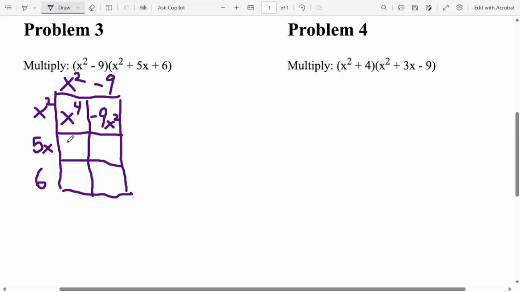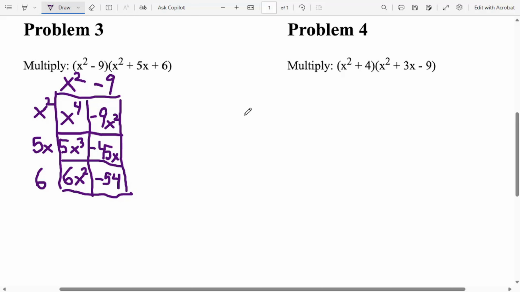If I do x squared times 5x, I get 5x cubed. If I do 5x times negative 9, I get negative 45x. And if I do 6 times x squared, I get 6x squared. If I do 6 times negative 9, I get negative 54.